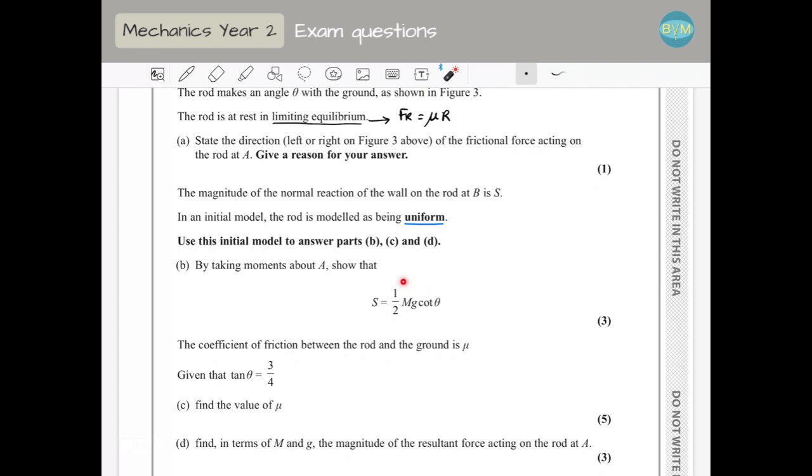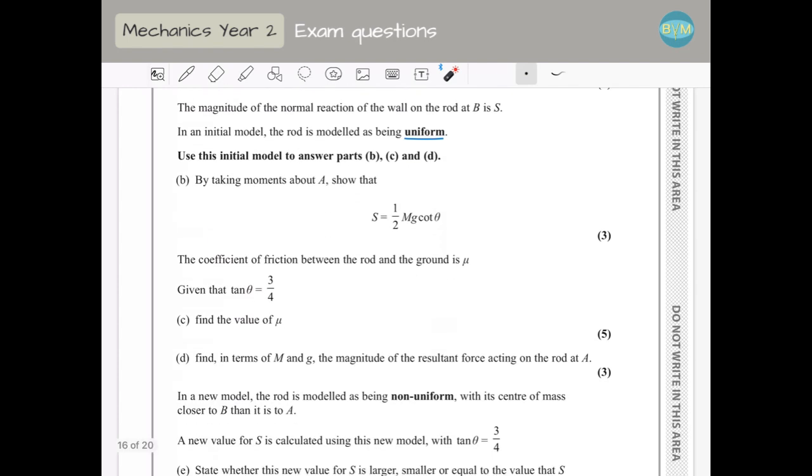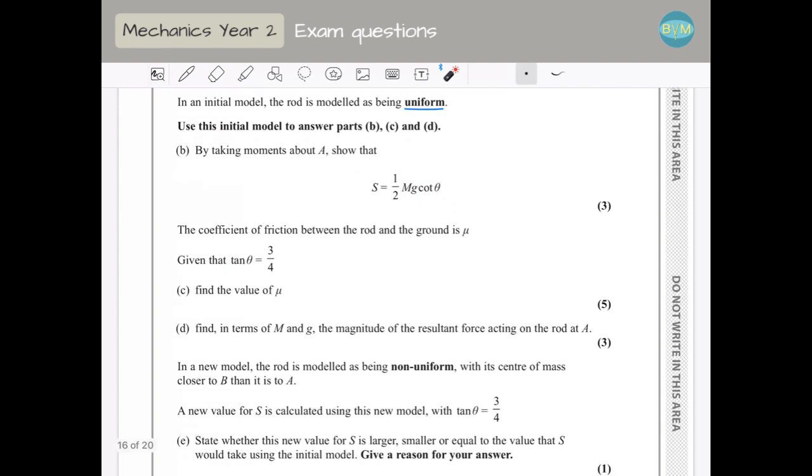This one here. Then the coefficient of friction between the rod and the ground is mu. Given that tan theta is 3/4, find the value of mu. Well, we are not going to need that. I was going to tell you, remember this triangle where we have 3, 4, 5 is going to help us to find sine and cos, but we need cot, so it doesn't matter.